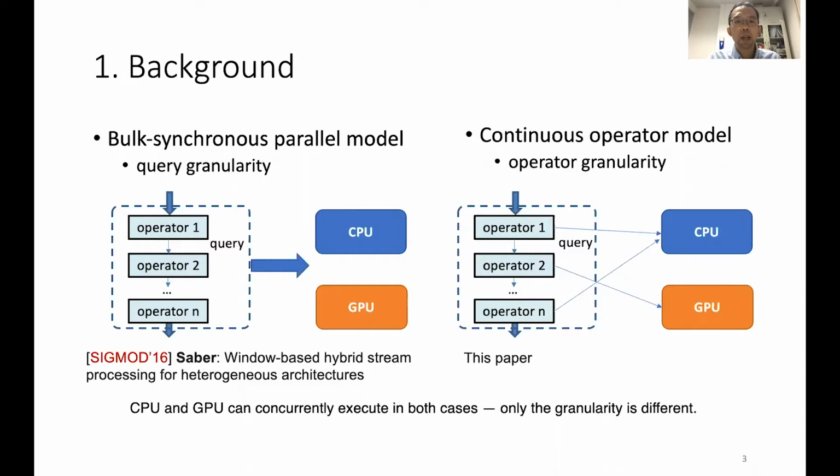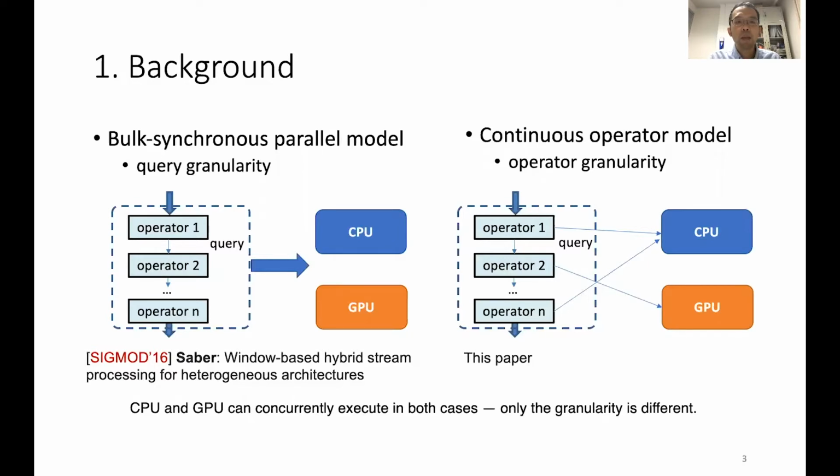Such a mechanism naturally minimizes the communication overhead among operators inside the same query. It is hence suitable in discrete CPU-GPU architectures, where PCI-e overhead is significant and shall be avoided as much as possible. The continuous operator model is conducted on the operator granularity, where each operator of a query can be independently placed at a device.